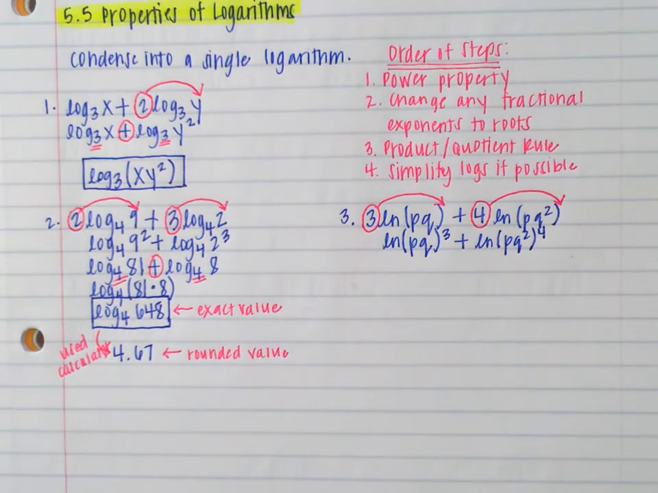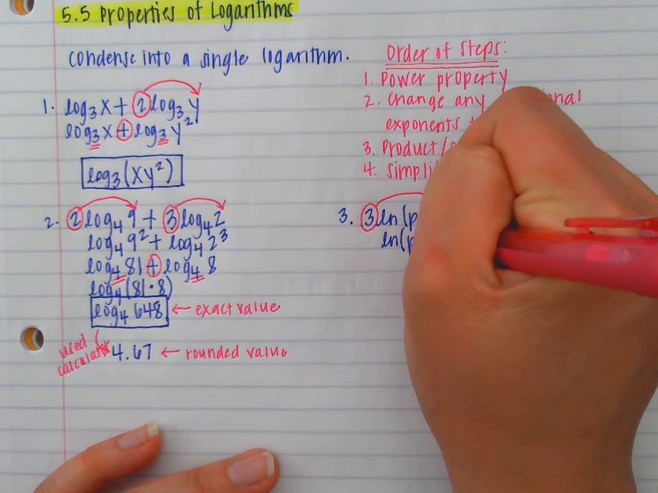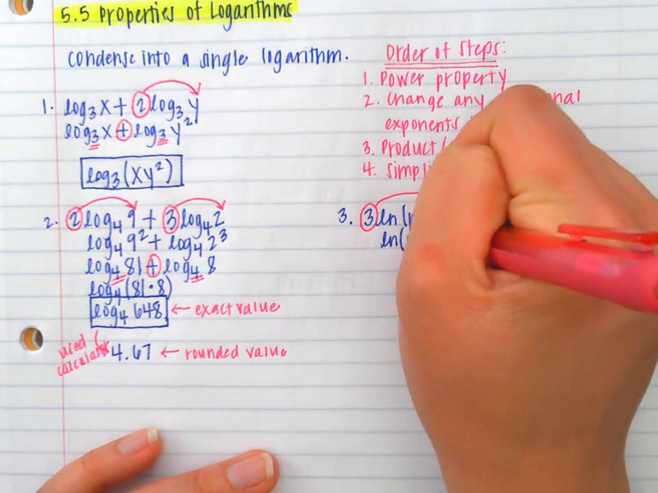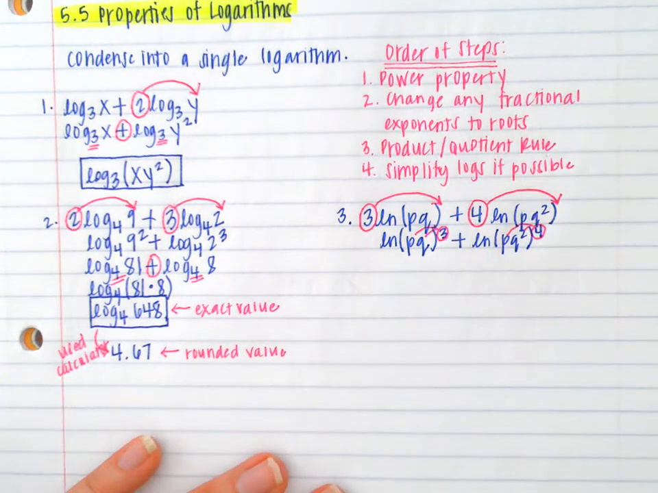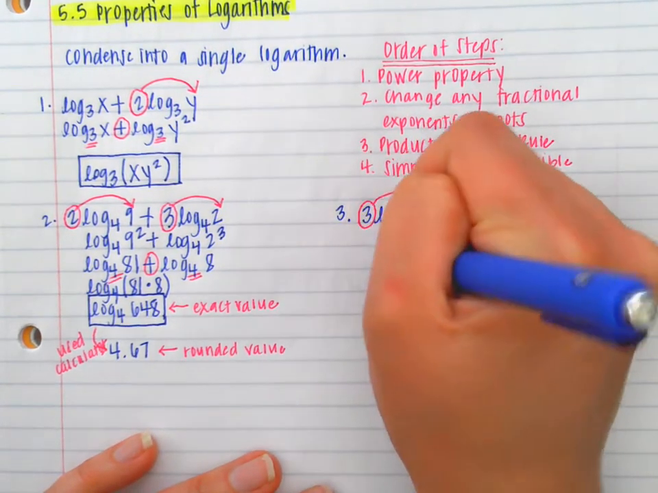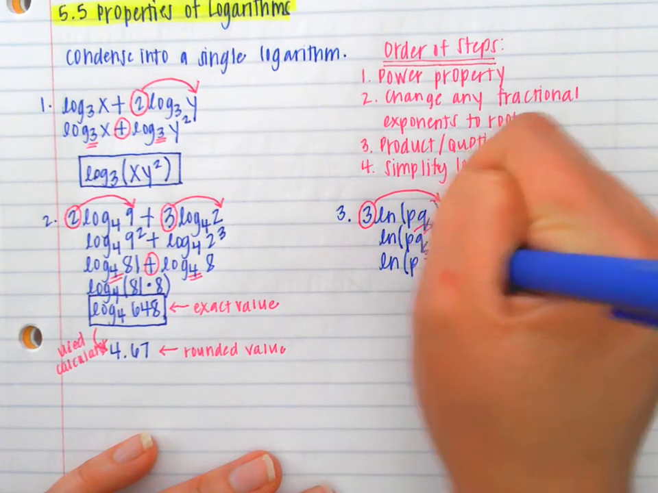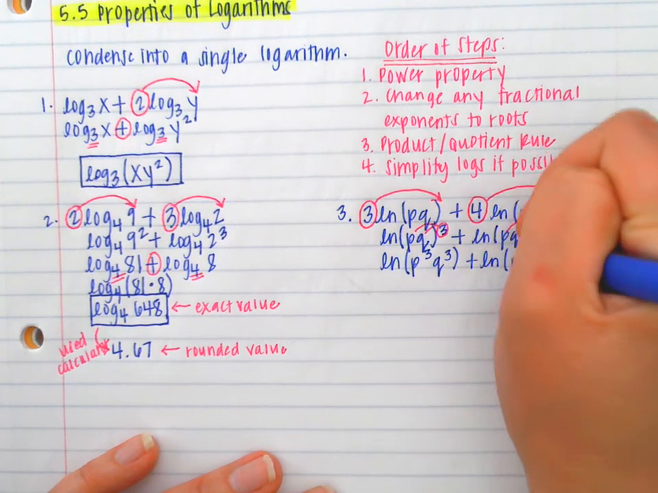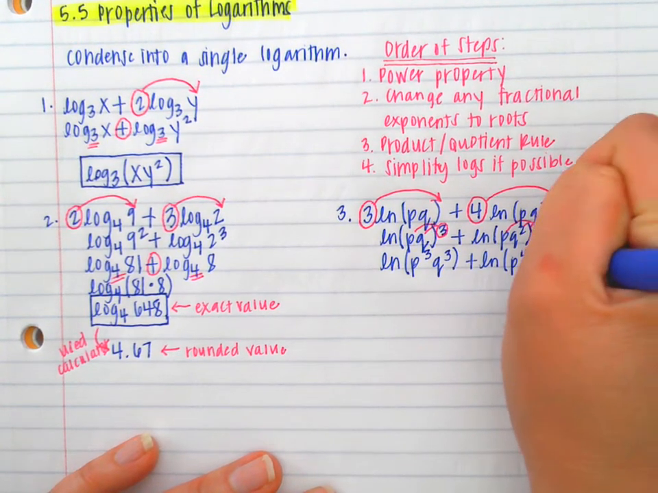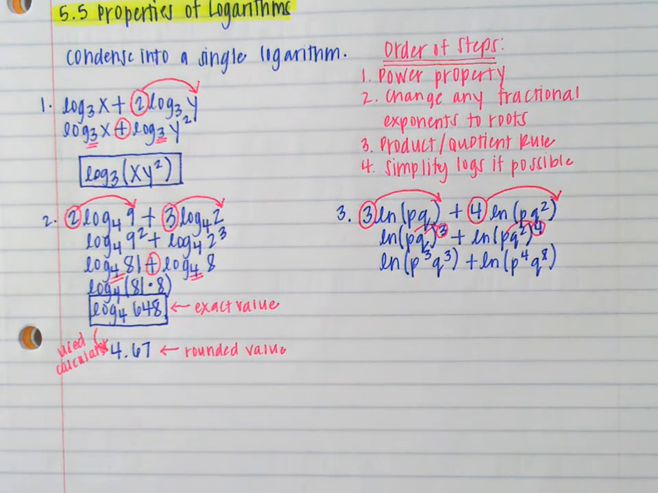Now, at this point, what would you guys do to make this simpler? And if you're thinking distribute those exponents, you would be correct. So we actually do want to distribute the exponents to make this simpler. The 3 to the p and the q, and the 4 to the p and the q squared. So that would become ln p cubed, q cubed, plus ln p to the 4th, q to the 8th, because we're multiplying. Power to a power, we multiply.